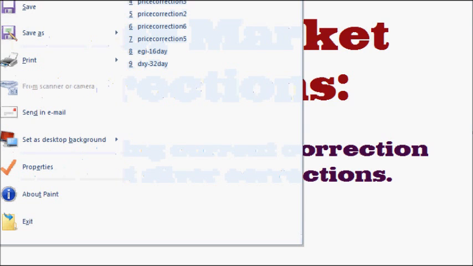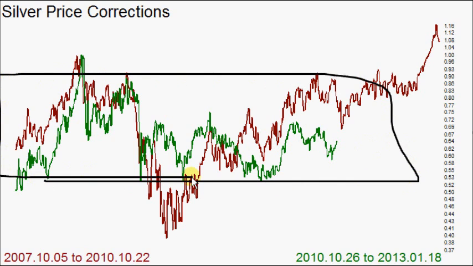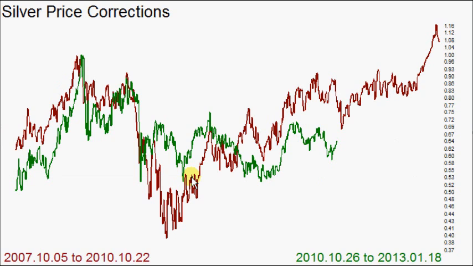And let's bring that up now. We're going to be comparing, in the green, the current correction, which has been majorly sideways, going from October the 26th, 2010, to the most recent levels of January the 18th, 2013. That will be the case for every single one of these charts, because I'm going to compare this time frame with all the other 5 previous ones. And the last one was in 2008.